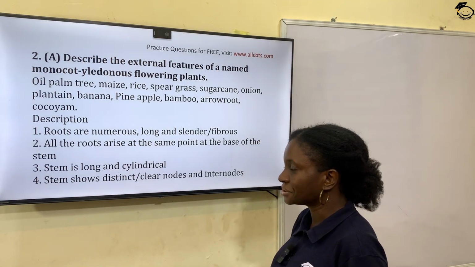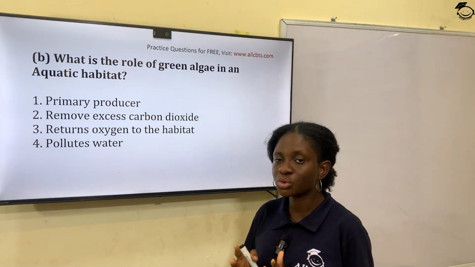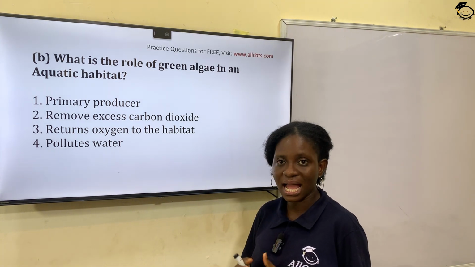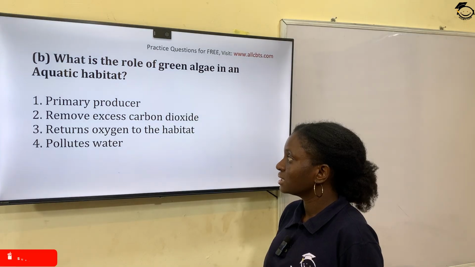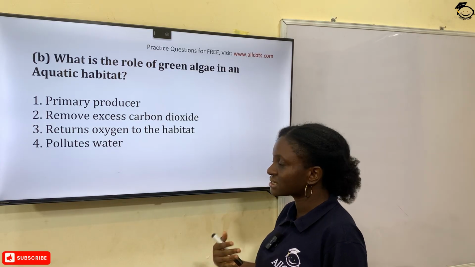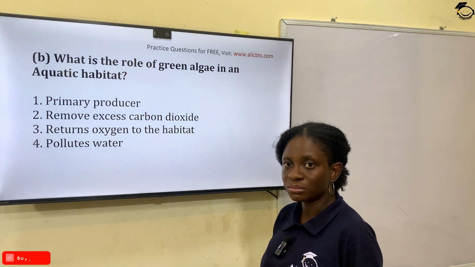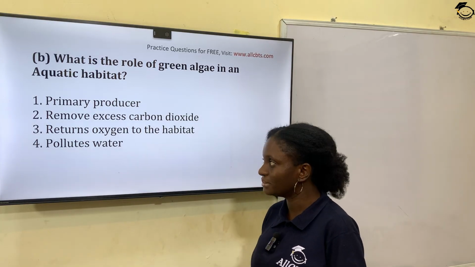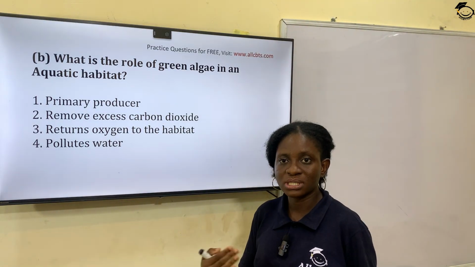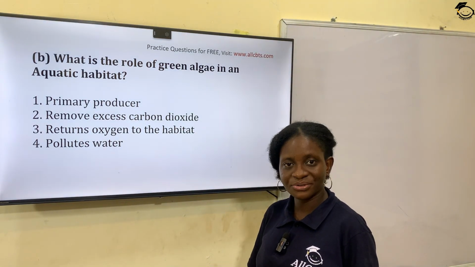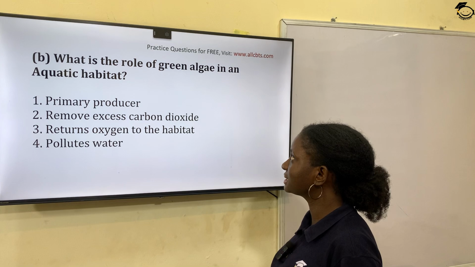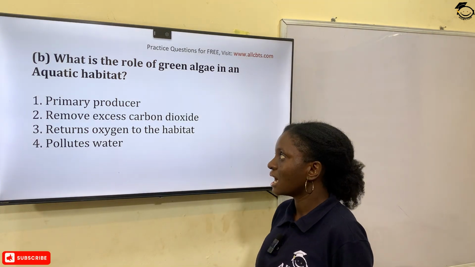The next question, 2B. What is the role of green algae in aquatic habitats? Number 1, primary producer. 2, green algae remove excess carbon dioxide from aquatic habitats. 3, green algae return oxygen to the habitat. And also, green algae can pollute water. So these are the roles of green algae in aquatic habitats.